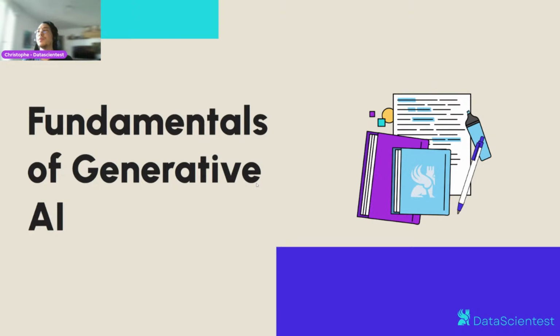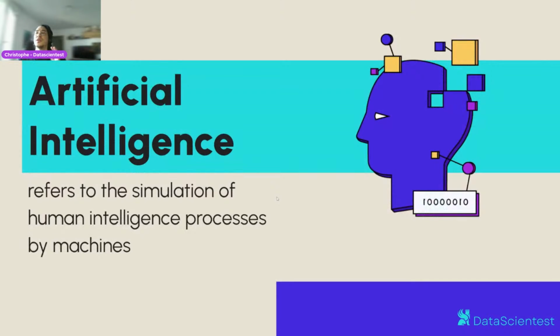So first things first, before going right into Chat GPT or the LLMs, let's go back to the fundamentals of generative AI. So basically, artificial intelligence is defined as such. This is a simulation of human intelligence by machines. Basically, we try to have the machine mimic, copy cognitive functions from the human brain, such as learning or adapting to new inputs, stuff like this.